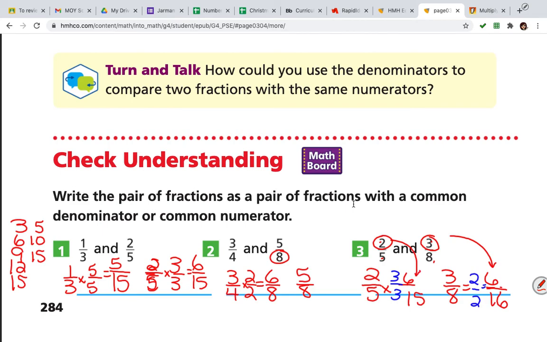2/5 is equivalent to 6/15, and they have common numerators. Numerator is the number on top. That's it.